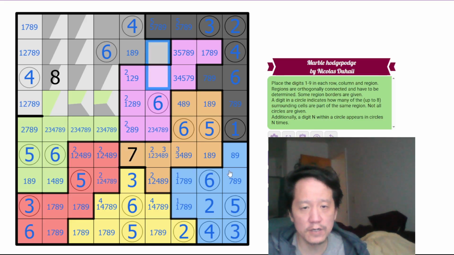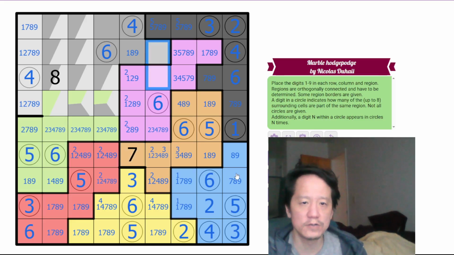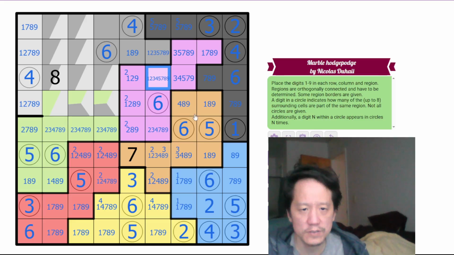Remaining digits in column 6 are a lot. 1, 2, 3, 4, 5, 7, 8, and 9. This can't be 4 because of the 4 in the region. None of these can be 2 because one of these has to be 2. This can't be 2 either.